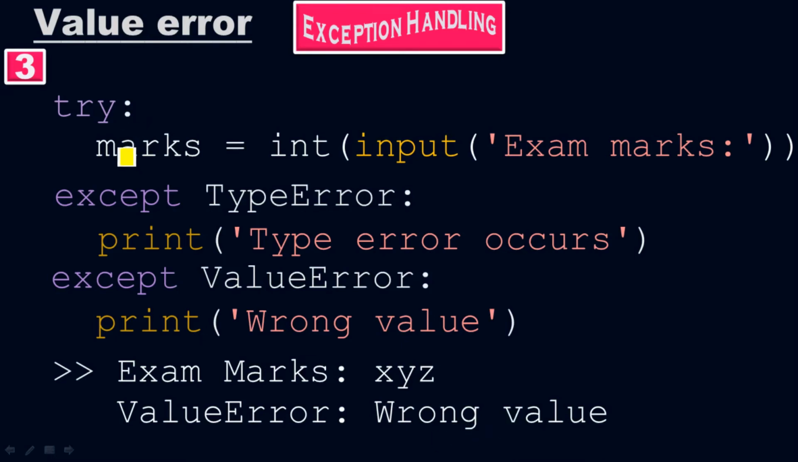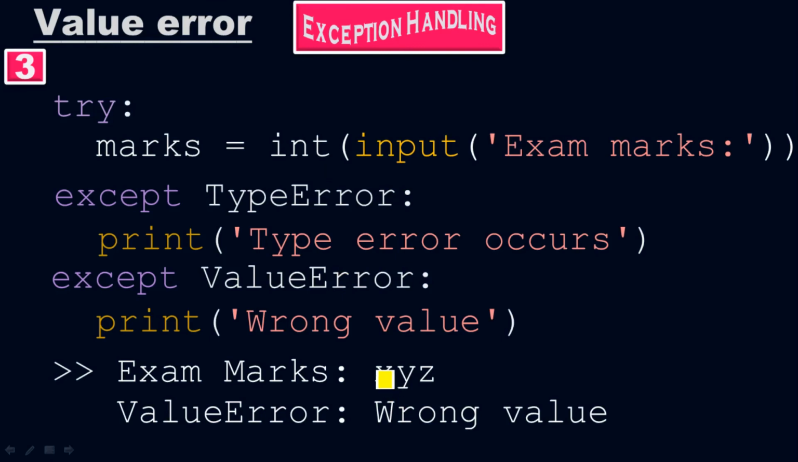Look, under try condition we have the real statement and then we have type error and value error. So when you run the program, the first line will be exam marks. For the exam marks, if you put integer, it won't be a problem because it has been specified that integer of input, you have to put integer. But if you put something else other than the integer, you will get a value error, which means that you are not putting the right value, which is actually the integer.